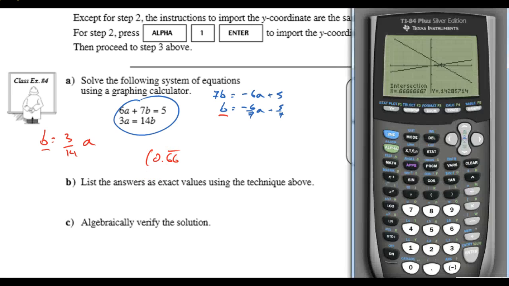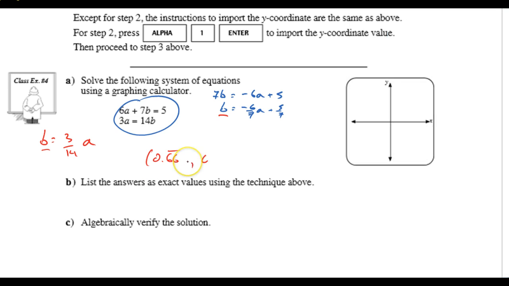What was the y coordinate? 0.142, and so on. So now I'm getting decimals as my solution here. So the question is, list these answers as exact values. And let me just show you the calculator little trick here that you can do that really quickly.